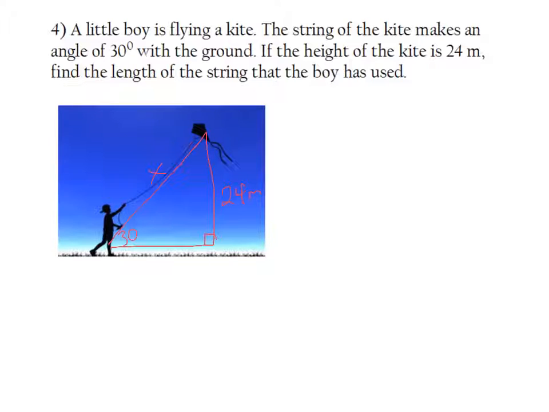It's a 30, 60, 90. Again, not drawn to scale, but if this is 30, then this is my short leg. And that makes life a little bit easier. If the short leg is 24, you take it times 2 to get to the hypotenuse. 48 meters of string.